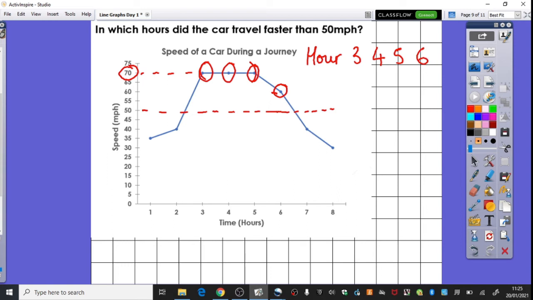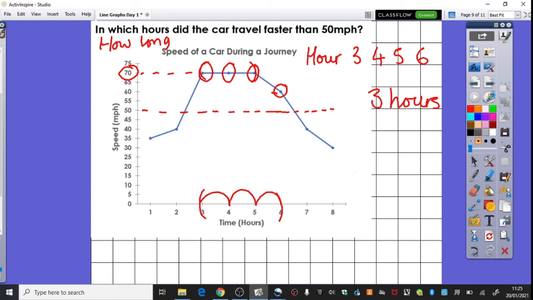Now if we change this question to how long, we'd be giving a slightly different answer. How long was the car travelling faster than 50 miles an hour? Well, from hour 3 to hour 6, we need to think about how many hours that is. 1 hour, 2 hours, 3 hours. So the answer would be 3 hours. You need to be very careful today to think about what the question is asking you. So you can see how those are 2 different types of questions.